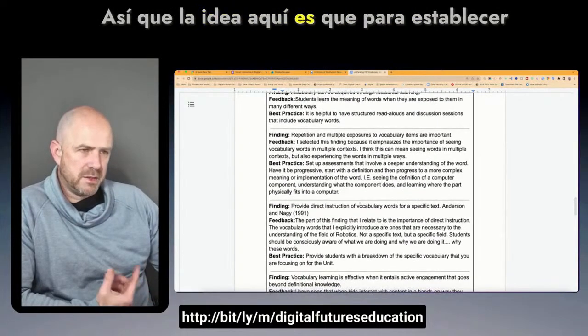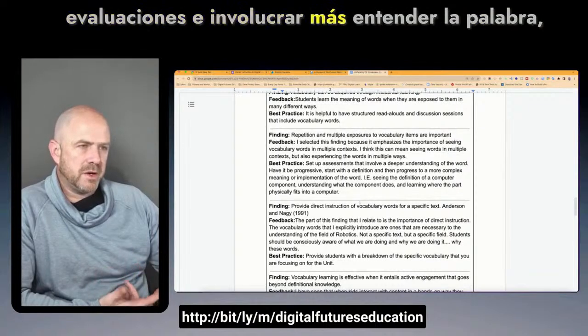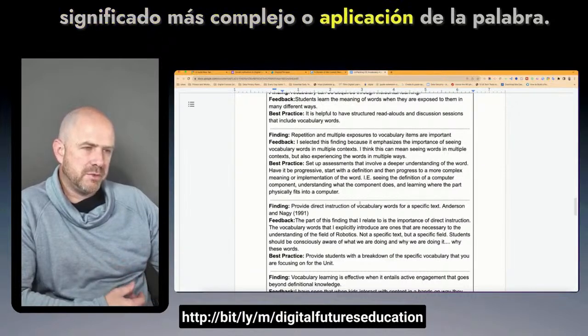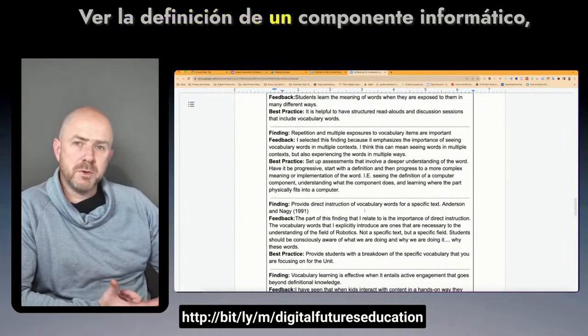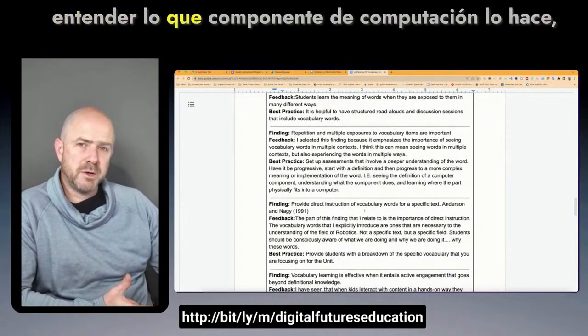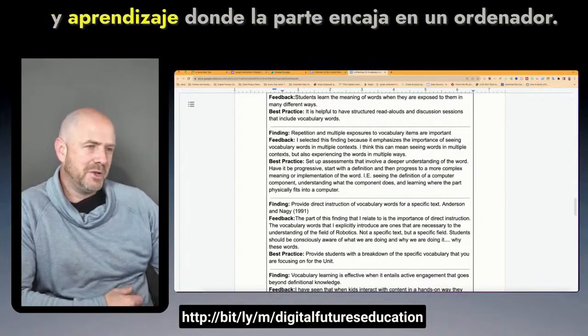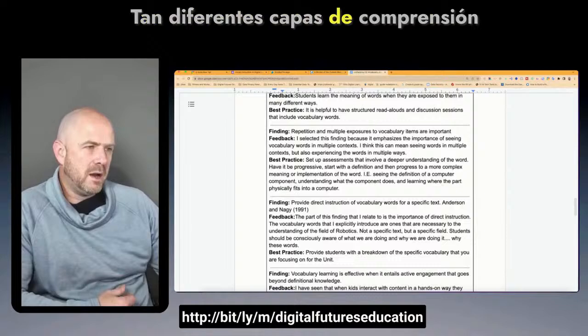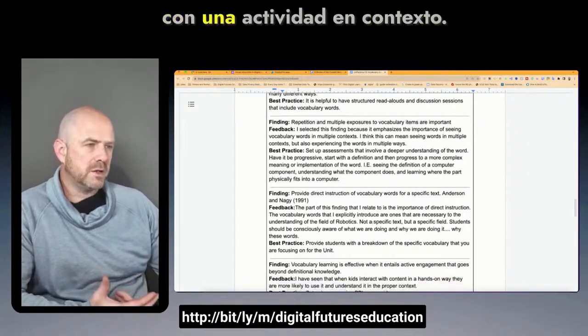So the idea here is to set up assessments that involve deeper understanding of the word, have it be progressive, start with a definition, and then progress to a more complex meaning or implementation of the word. Seeing the definition of a computer component, understanding what the computing component does, and learning where the part fits into a computer. So different layers of understanding with an activity in context.